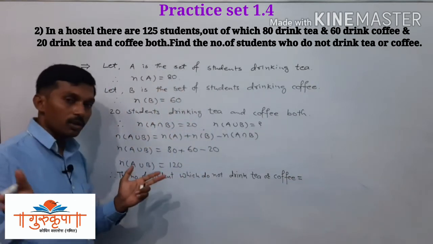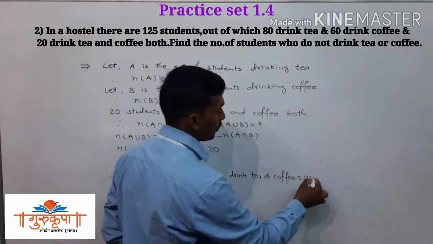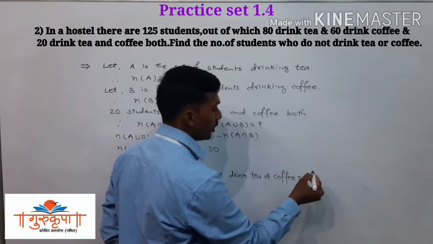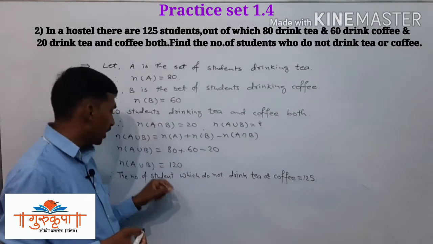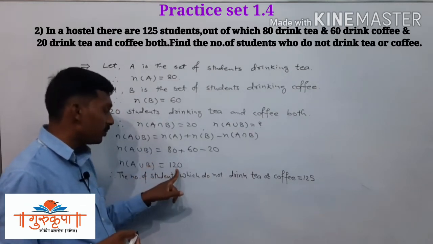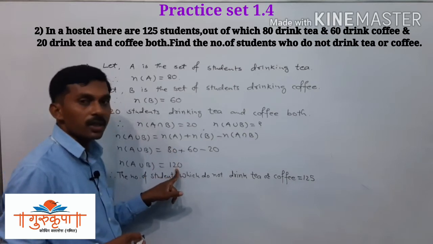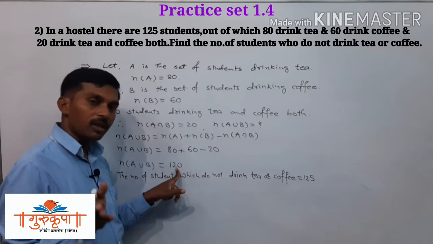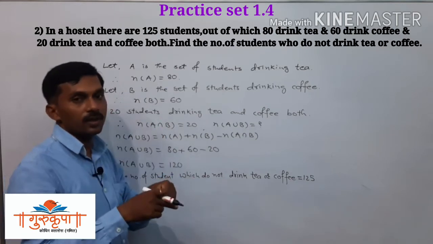Now the total number of students that we have is 125. That is the number of elements in the universal set. And here we have number of A union B is equal to 120. These 120 students are drinking either one of the drinks. They are drinking either tea or coffee or both tea and coffee.